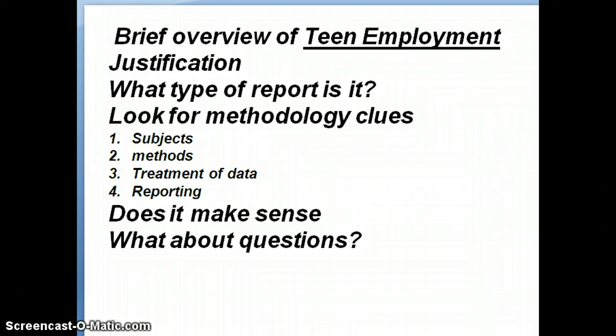Either one could be a basis for your addressing justification as you're looking at your articles. One of the big things I do in the study is I look for methodology clues. You need to look for information about subjects, who were the people involved, methods, how did we collect the information, treatment of data, how did we treat the data, and how about the reporting. So let's just briefly talk about that.